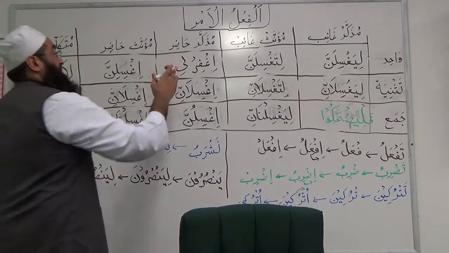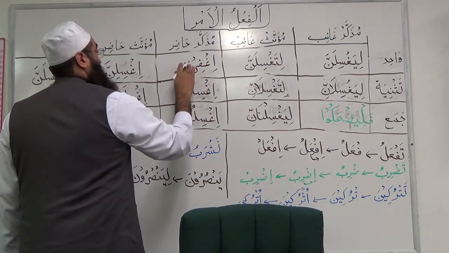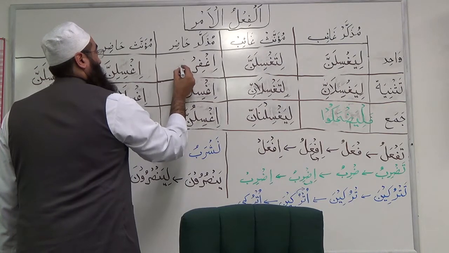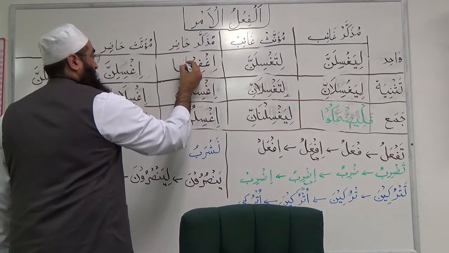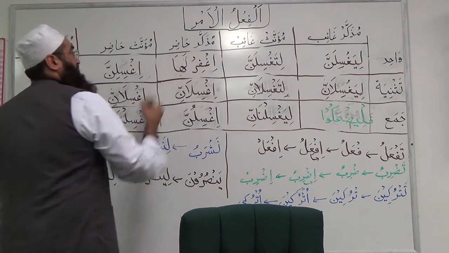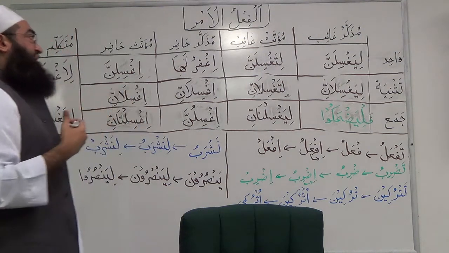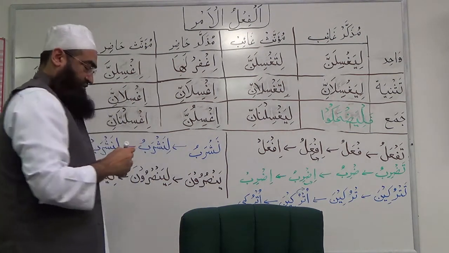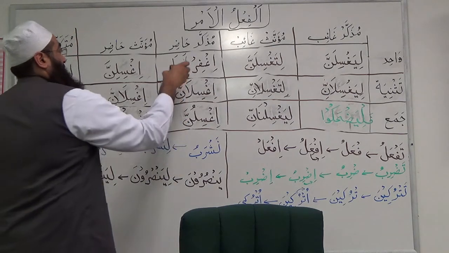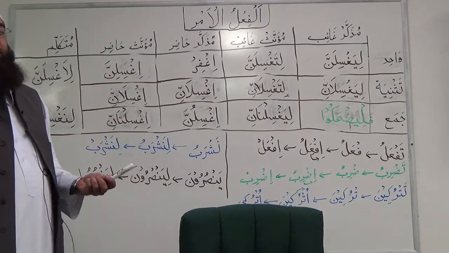If you want to say forgive him, then you would say ighfirhu. If you want to say forgive her, then you would say ighfirha. Or actually it would be ighfir laha. That would be better Arabic. Ighfir lahu, oh Allah forgive him. Ighfir laha, oh Allah forgive her. Ighfir li, oh Allah forgive me. Okay? Alright, so ighfir. Now we understand where this came from.